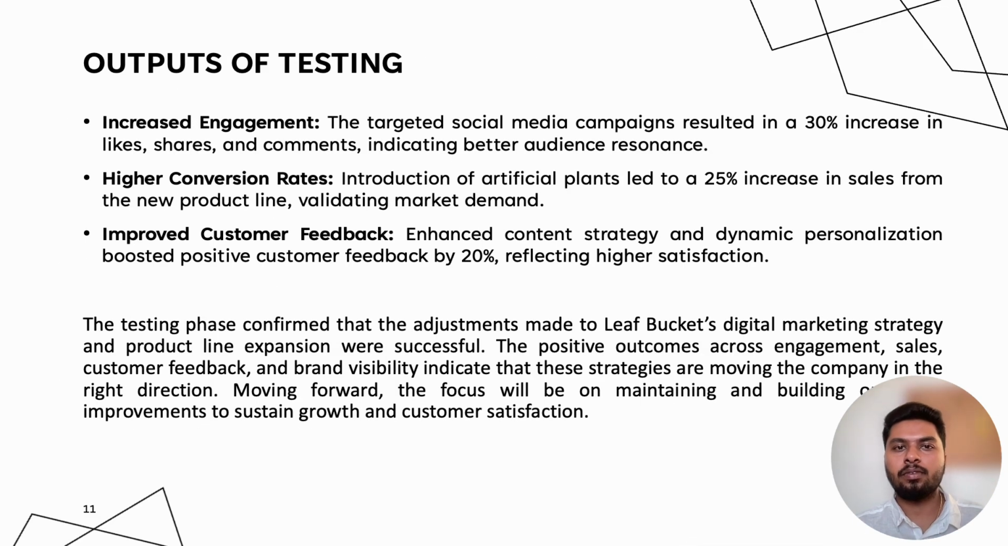The testing phase yielded valuable insights confirming the success of our strategic adjustments. Our revised digital marketing strategy led to a 30% increase in engagement metrics, including likes, shares, and comments. Additionally, the introduction of artificial plants proved successful with a 25% increase in sales, validating the anticipated market demand and providing a diversified revenue stream that enhances the brand's resilience against market fluctuations.